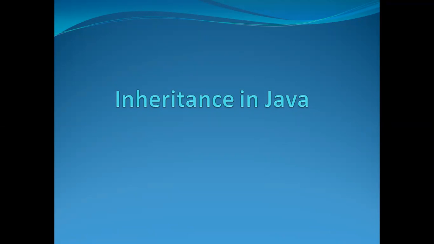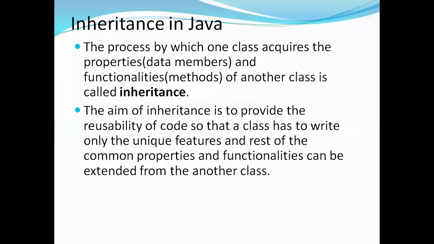So here in this session, we are going to see in how many ways a class can inherit the properties of its parents and how many types of inheritance there are. Now let's begin. First, let's see the definition. The process by which one class acquires the properties, that is data members, and functionalities, that is methods, of another class is called inheritance. So here it will try to acquire the data members and methods of another class.